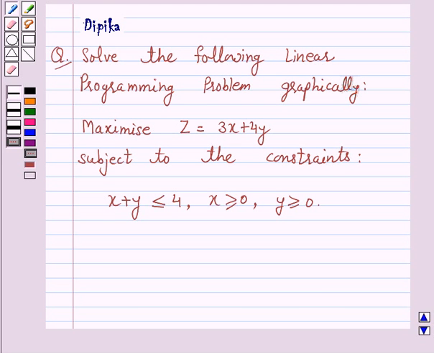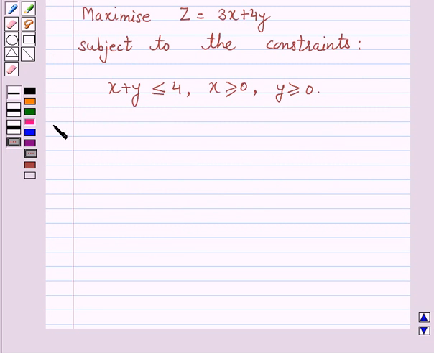I am Deepika here. Let's discuss a question which says, solve the following linear programming problem graphically. Maximize z = 3x + 4y subject to the constraints x + y ≤ 4, x ≥ 0 and y ≥ 0. Now let's start the solution.